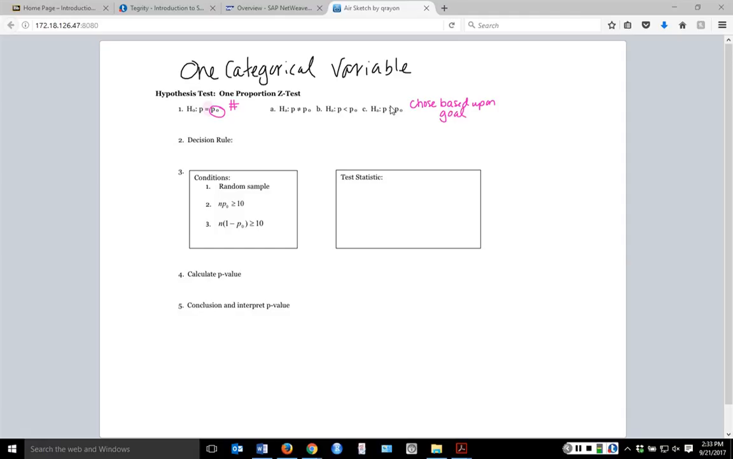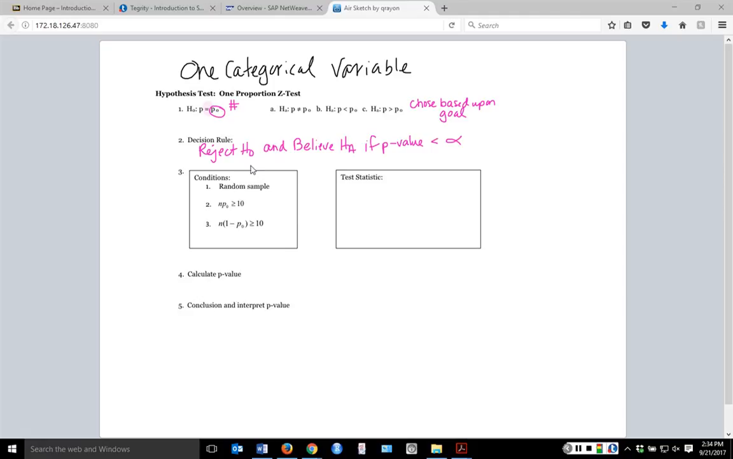So am I trying to see, is it less than 50%? Am I trying to see if it's greater than 50%? Or do I just want to see if it's different from 50%? That decision rule is going to be exactly the same every single time, but it's good practice to write it again. So we are going to reject the null hypothesis, basically not believe it, and instead believe the alternative hypothesis if our p-value, that probability of our data happening, is less than our significance level of alpha.